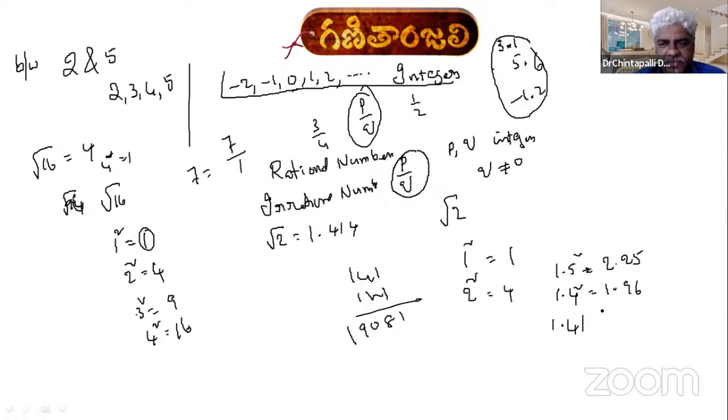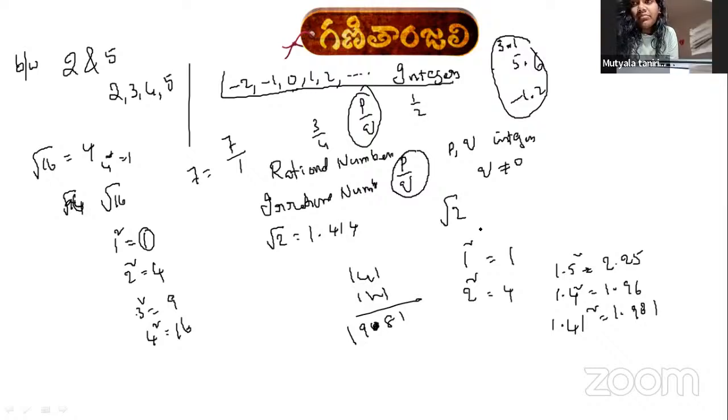See, it is 1.90, sorry, 1.8, 1.6, 1.7, 1.8, 1.981. Is it equal to or less than 2? Less than 2. So the value of root 2 is something like 1.41.